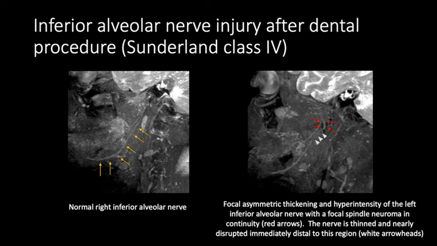So here you can see that there is thickening of the proximal portion of that inferior alveolar nerve, which is consistent with a focal neuroma, and then it's thinned and nearly disrupted distal to this region. Here you can see the normal course of the inferior alveolar nerve. So this was actually a class 4 injury to the inferior alveolar nerve caused by her dental extraction.